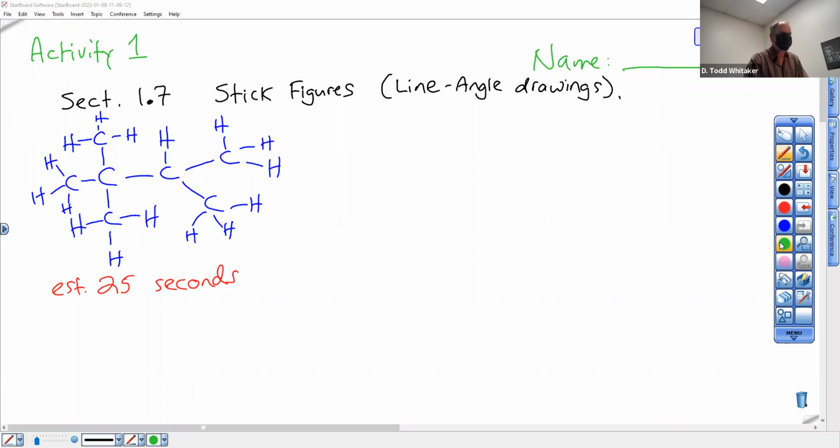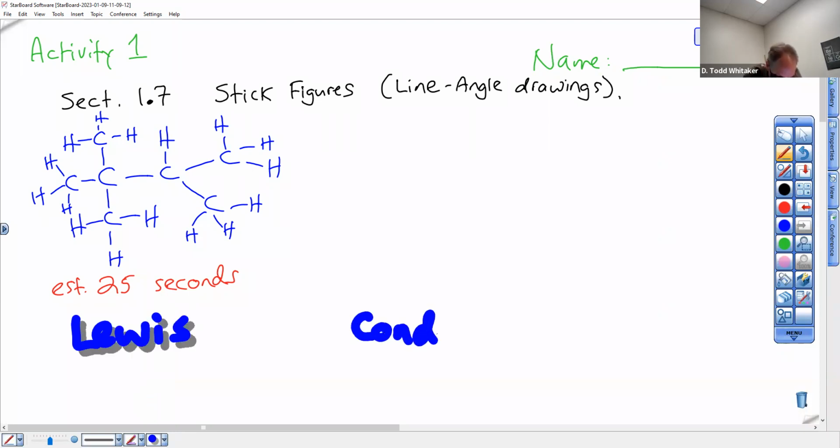Okay. Now some of you are saying, oh, I didn't learn it that way. I learned dots. Guys, what were those dots? Valence electrons. And the lines too. The sticks were bonds and they were valence electrons. Okay. So that's the Lewis structure. Lewis. I can speed things up and condense it. Condensed.